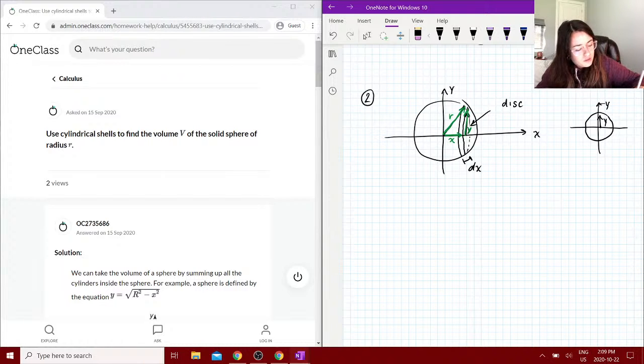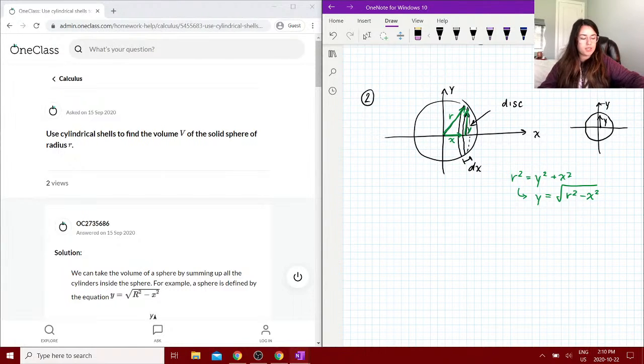So we know that the radius squared is equal to y squared plus x squared, and we're just going to rearrange that to find that y squared equals r squared minus x squared, and you'll see why later.